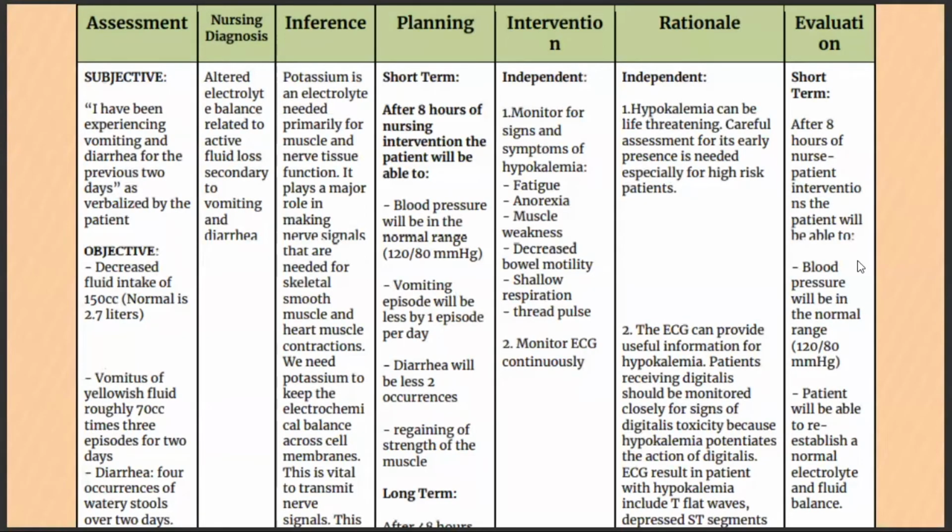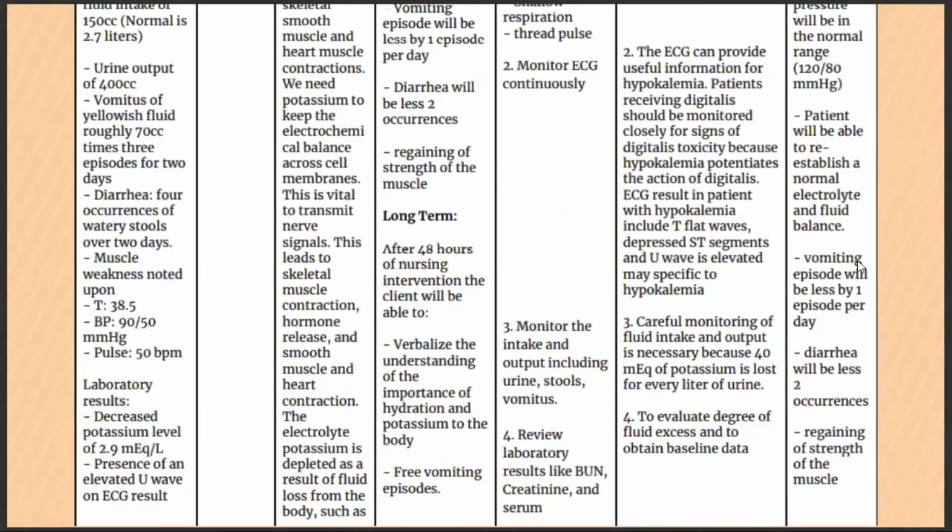So in the assessment, subjective, the patient verbalized, "I have been experiencing vomiting and diarrhea for the previous 2 days." In the objective, there's a decreased fluid intake of 156 cc. The normal is 2.7 liters. There is a vomitus of yellowish fluid, roughly 70 cc, 3 episodes per 2 days. There are occurrences of watery stools over 2 days. Muscle weakness noted. The temperature of the patient is 38.5 Celsius. The BP is 90 over 50 millimeters of mercury, and the pulse is 50 beats per minute.